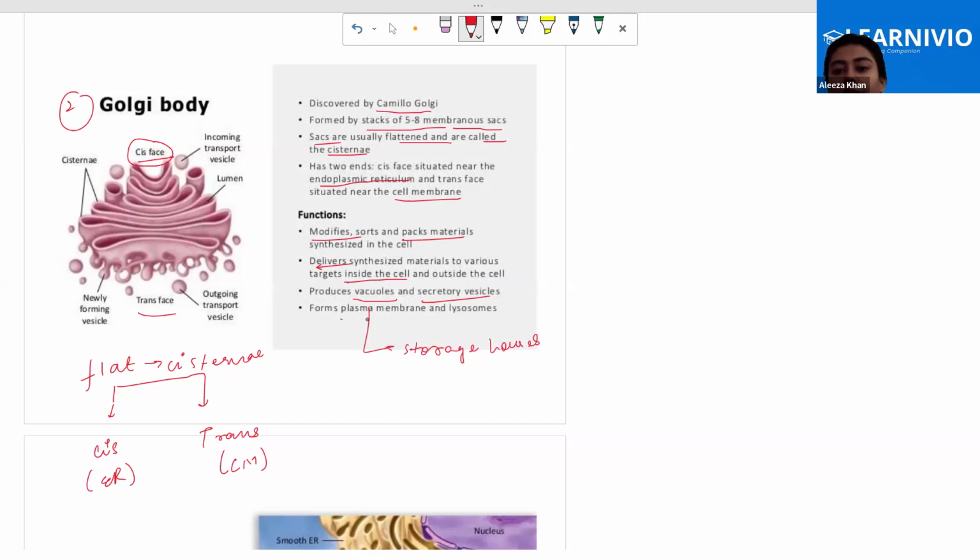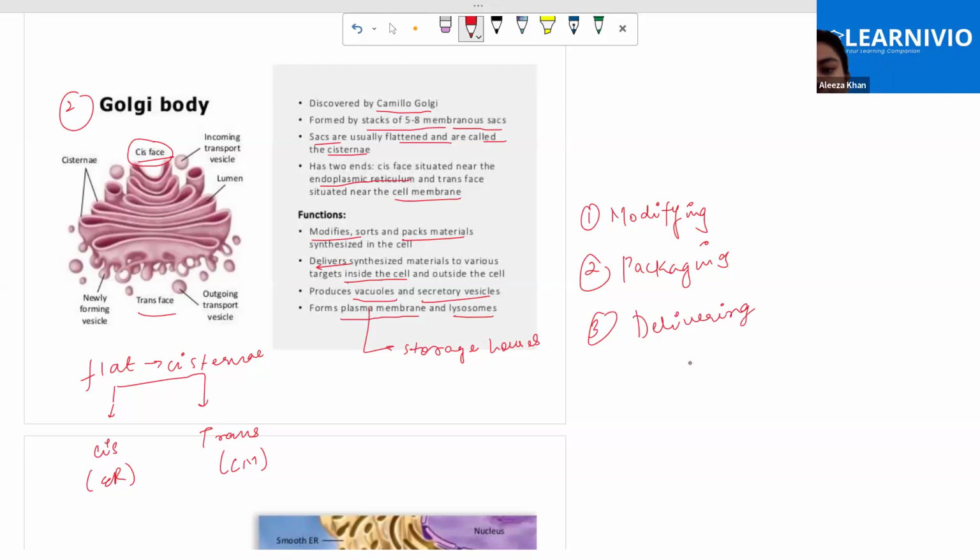Also, they contribute in the formation of the plasma membrane and the lysosomes. Lysosomes are another type of cell organelles. We'll talk about them also. Vacuoles are also cell organelles. So these Golgi bodies contribute to the formation of vacuoles, plasma membrane, and the lysosomes also. They have the function of modifying the materials, then packaging, and then delivering. All these are done by the Golgi bodies.